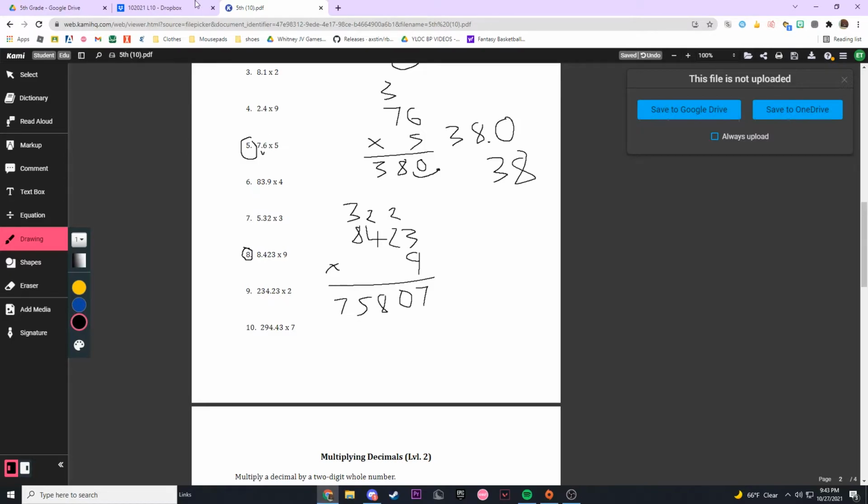So now we look at how many numbers are on the right of the decimal place. And we have 1, 2, 3. So we're going to move the decimal place to the left 1, 2, 3 times. So that gives us a final number of 75.807.